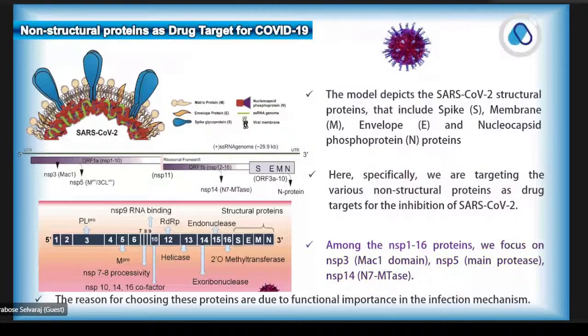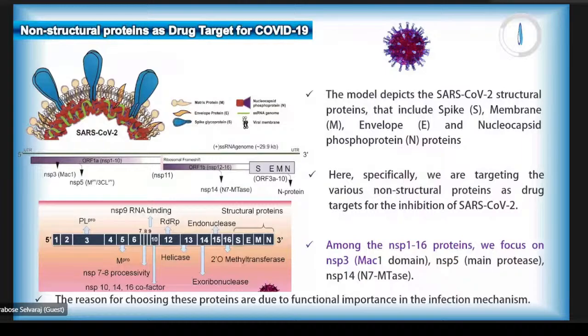Apart from this, there is one more protein called spike. That is a structural protein, but it has the main role. But lots of other work has already been done, so I omitted the spike protein and went with these three proteins. If you think about the NSP3 domain, it is a large protein.